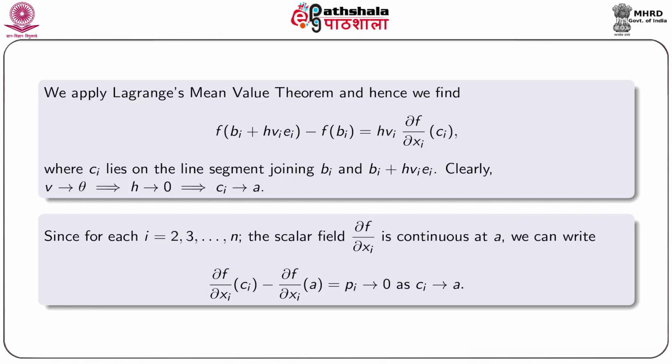As for each i running from 2 to n, we repeat to get, for i equal to 2 to n, the scalar field del f del x i is continuous at a. We can write del f del x i at c i minus del f del x i at a, which is nothing but p i, goes to 0 as c i tends to a.